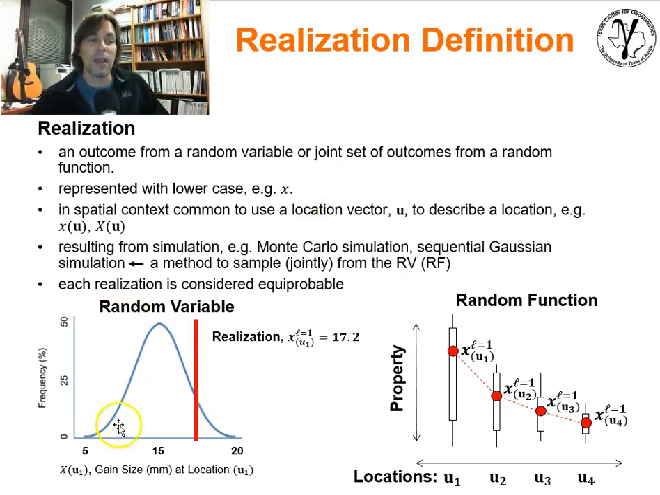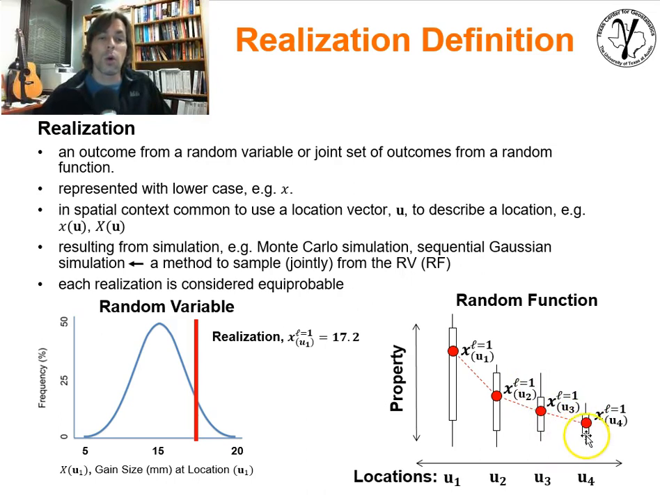So if we have a random variable and it has its associated PDF indicated here, if we draw a single value just using Monte Carlo simulation, we already talked about Monte Carlo simulation, that drawn value we call a realization. Now, if we have a random function, I've tried to represent this, it's not a great looking figure, I'm sorry, but we have multiple locations, u, 1 through 4, and I indicate it with a box and whisker drawing the concept of a PDF at each single location, 1 through 4.